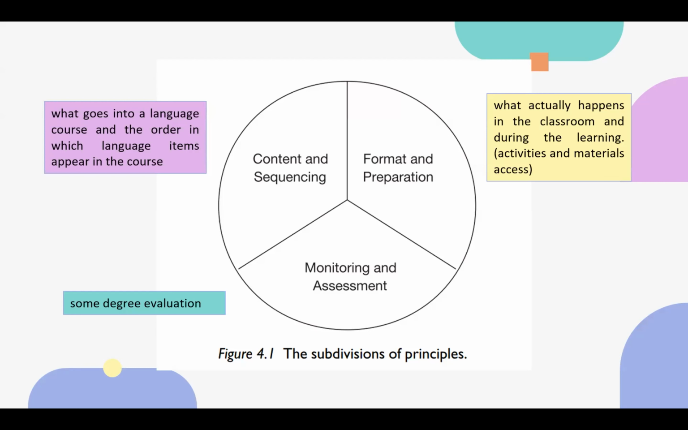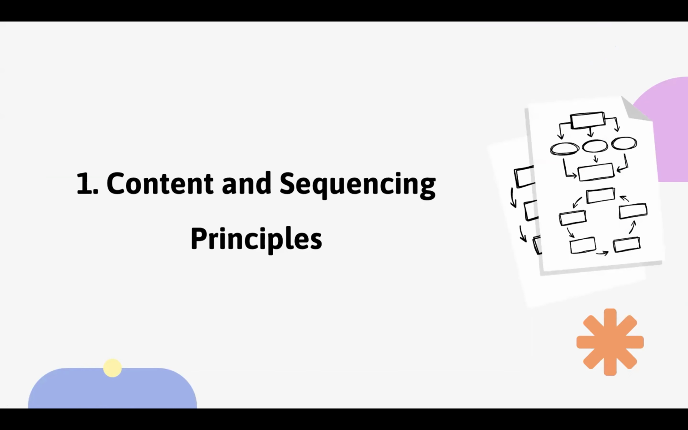For Nation and McAllister, there are three subdivisions or sections of the principles. The first one is content and sequencing, which is about what goes into a language course and the order in which language items appear in the course. The second section focuses on format and presentation, which is about what actually happens in the classroom and during the learning. We will talk about the activities and the materials. And for the last part, we have two principles about monitoring and assessment, where we discuss some degree of evaluation.